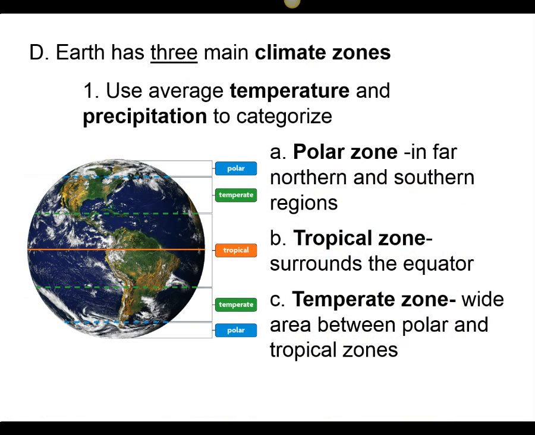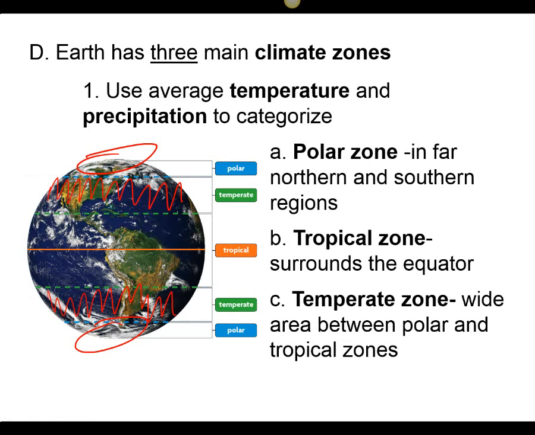Now we have three main climate zones, right? We have a polar zone, and there's two of them, right here, in the north and south. We have temperate zones where we live in both hemispheres. Oops, sorry. That's not a temperate zone. Here's the temperate zone. Temperate zones have fluctuations of seasons.